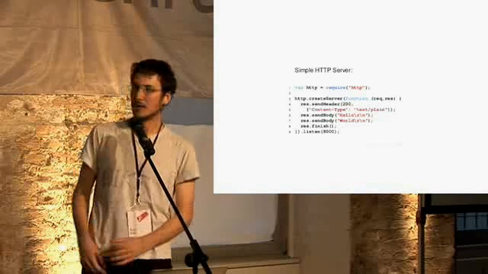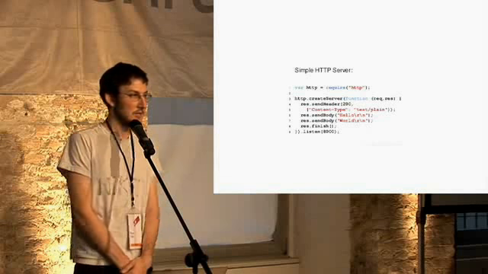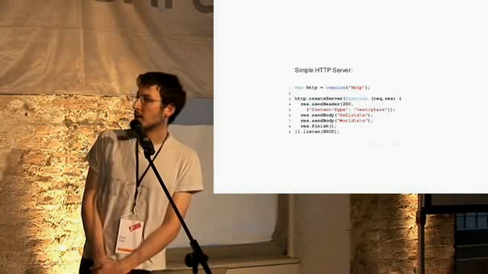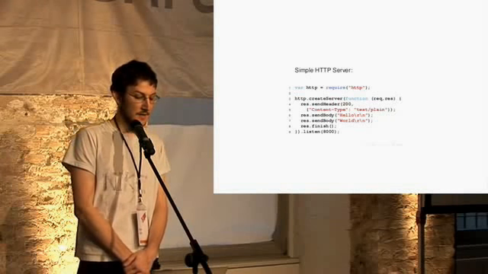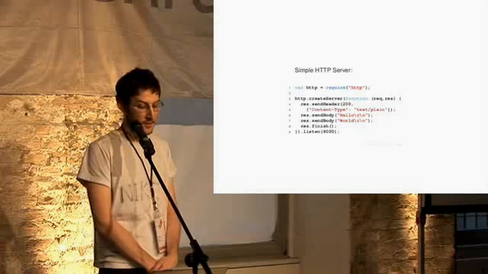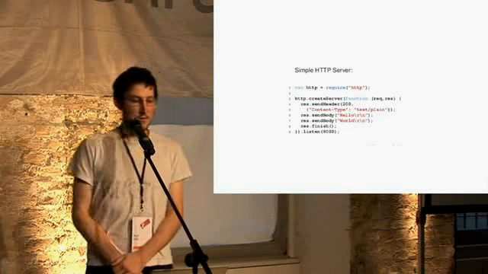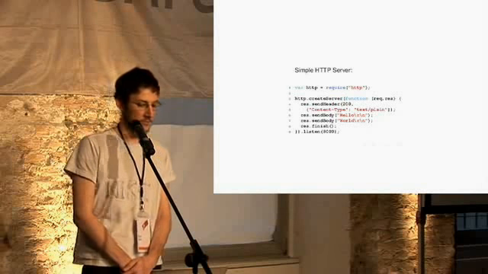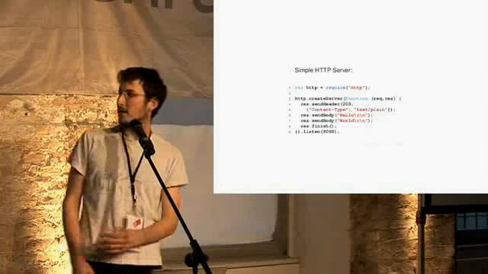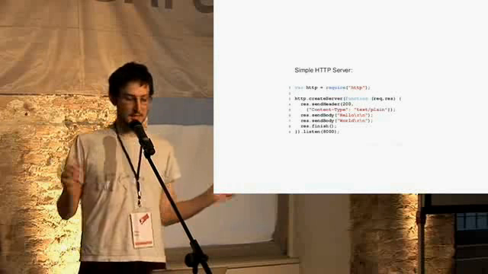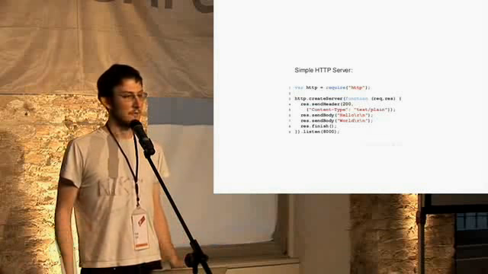Okay, so we're getting progressively more complicated. Now we're going to do an HTTP server. We have to require the HTTP module, and we create an HTTP server object. And the callback for this, which is called on each request, gives you a request object and a response object. So then we send the header, the 200 success code, and content type, text plain. Then we send body hello, send body world, and then we finish the response.